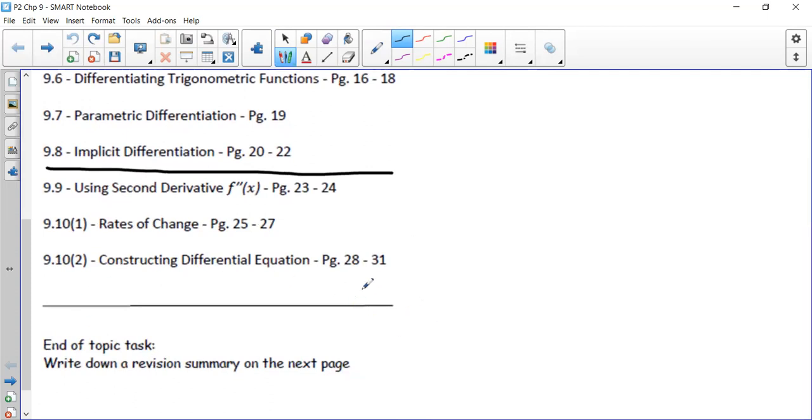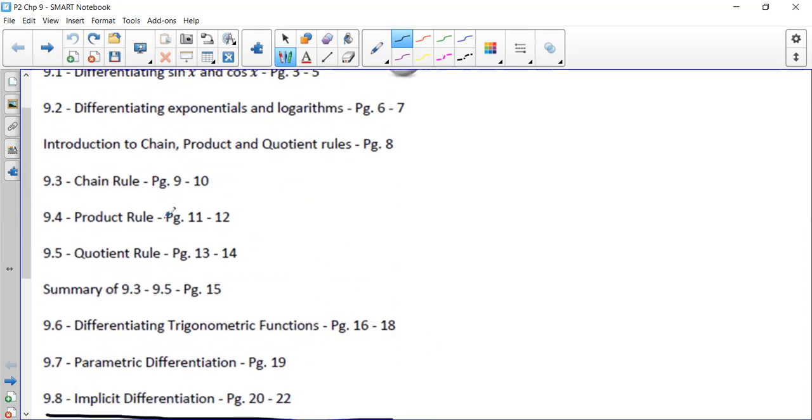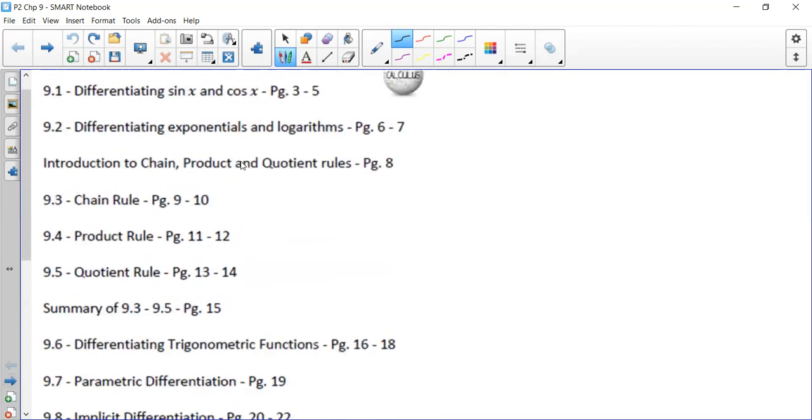By the end of the whole 9.10 part 2, maybe I would suggest you go on the next page and write a summary of what you've done in here. It's quite full on. Right, so let's dive in.